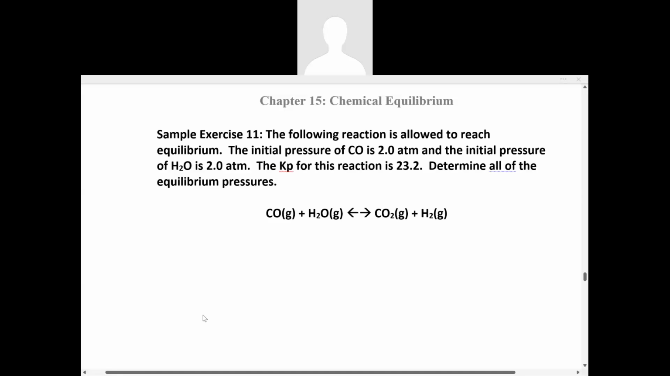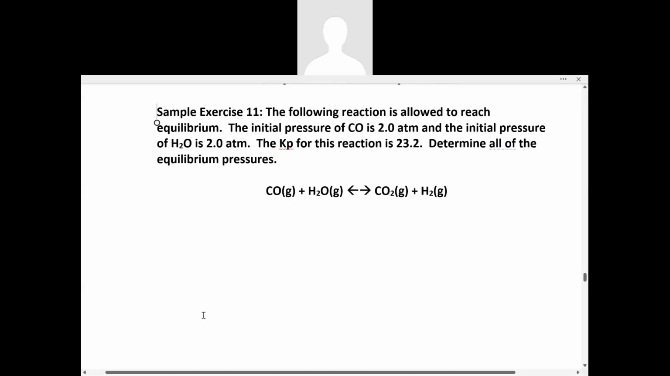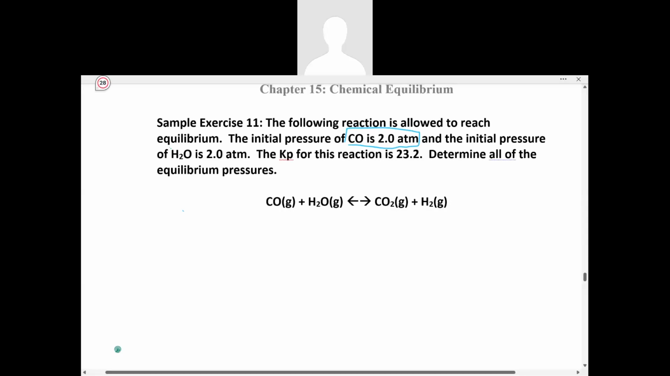In this next video from chapter 15 on chemical equilibrium, we'll take a look here at sample exercise 11. We're told that we have a reaction that is allowed to reach equilibrium, and we're given some initial pressure values. So we have CO at 2.0 atmospheres. We also have H2O's initial pressure over here of 2.0 atmospheres, and we're given a Kp value of 23.2. So with that information, we're asked to determine all of the equilibrium pressures.